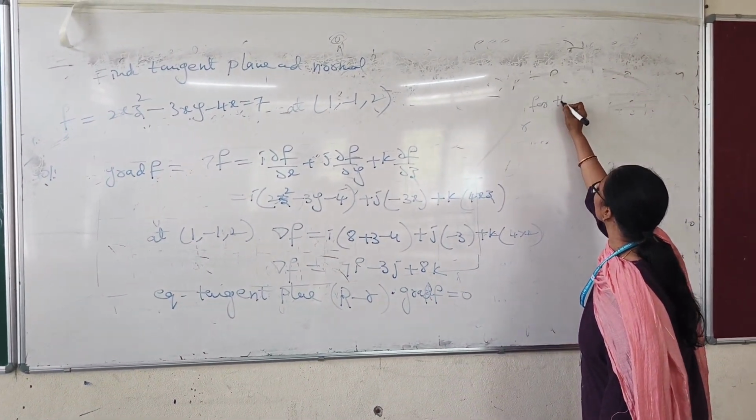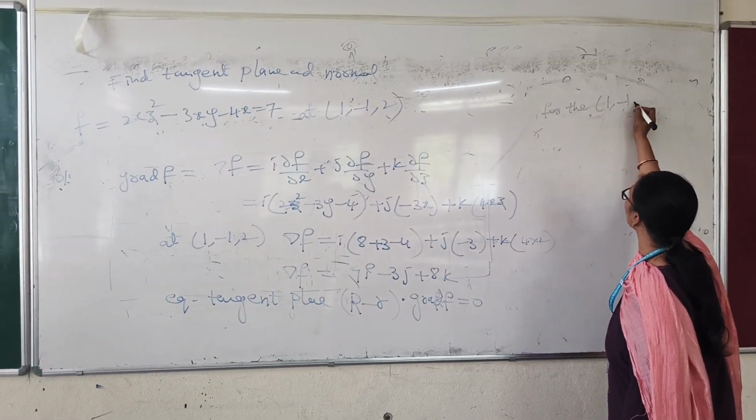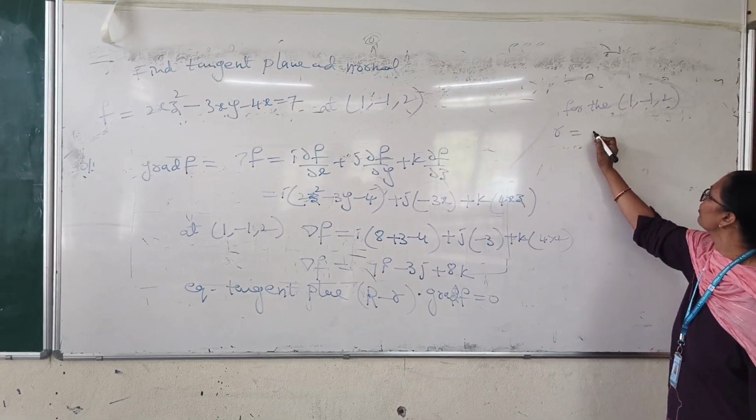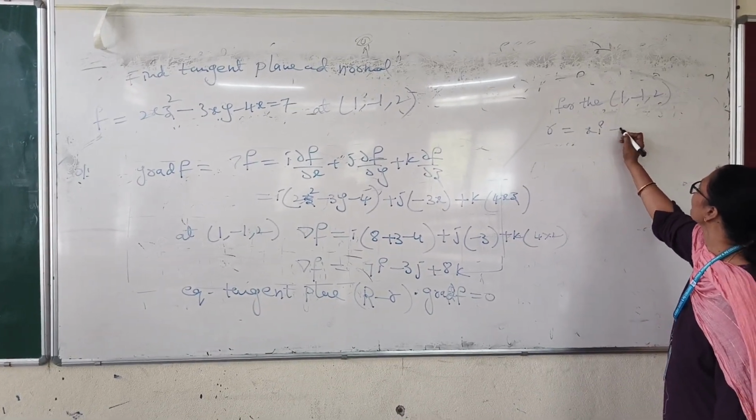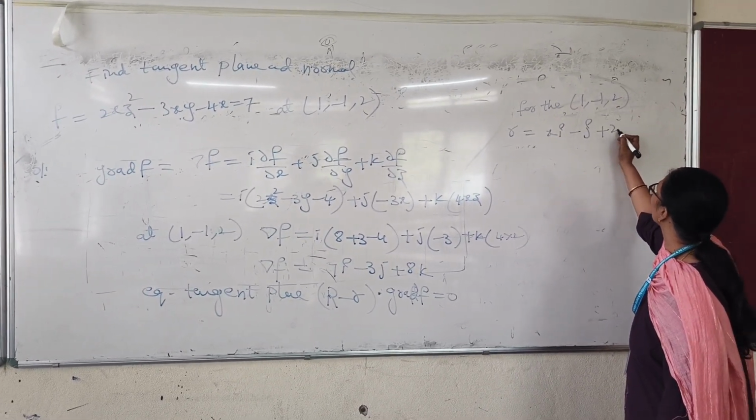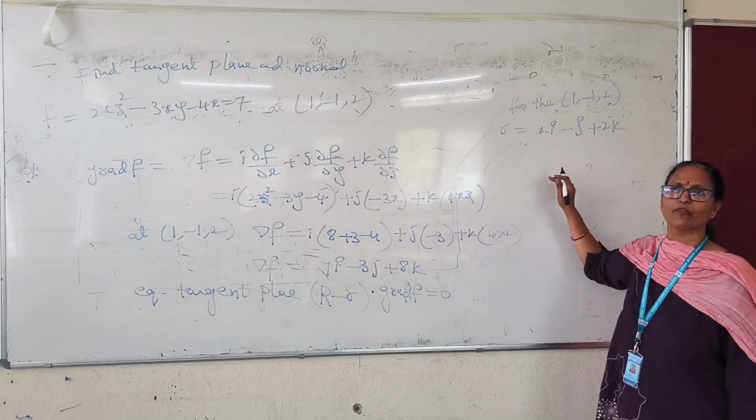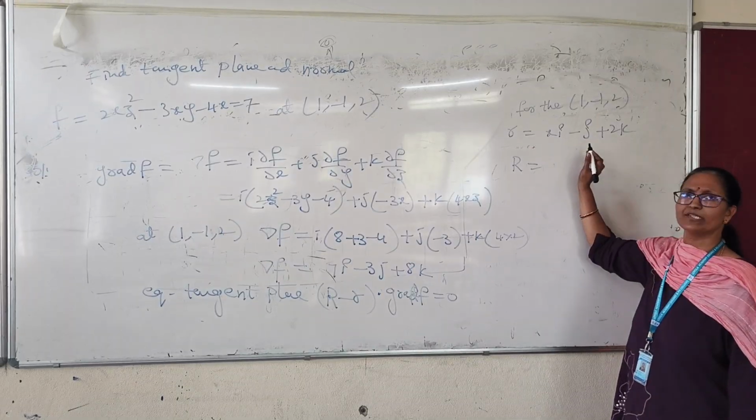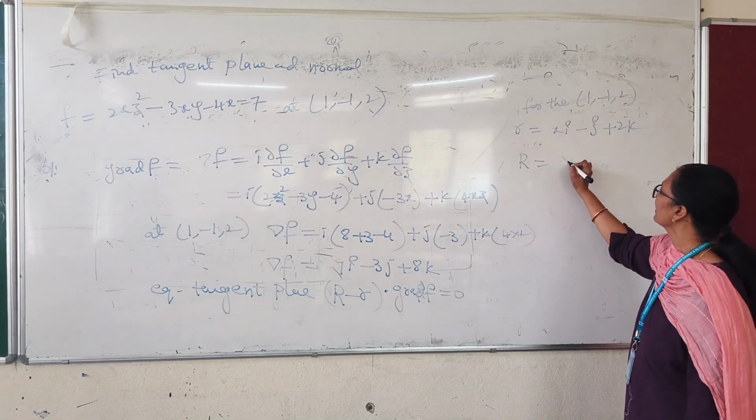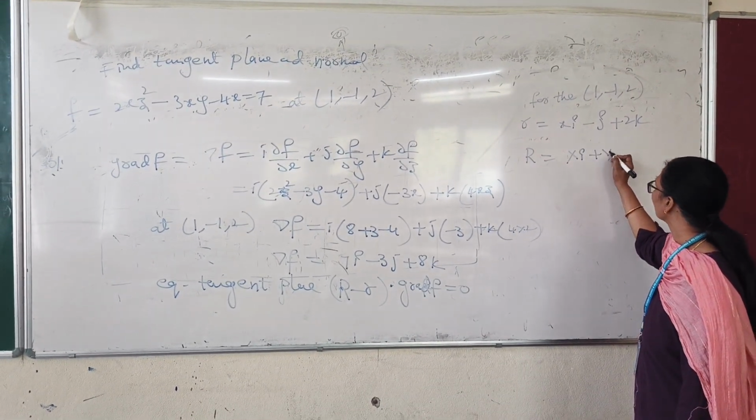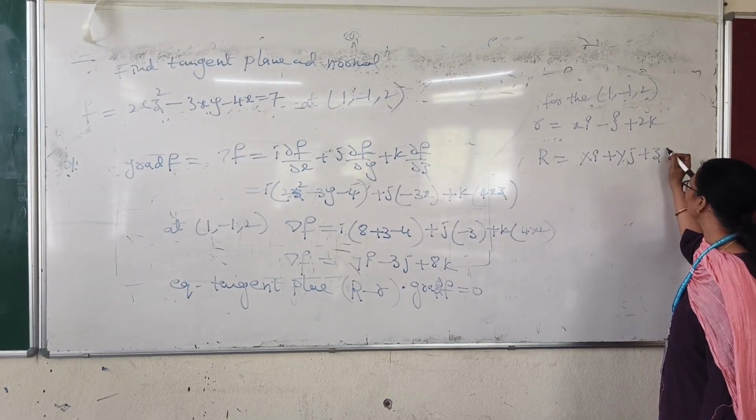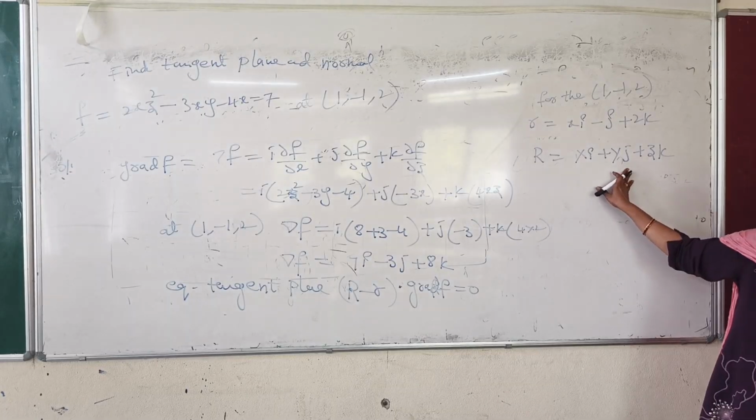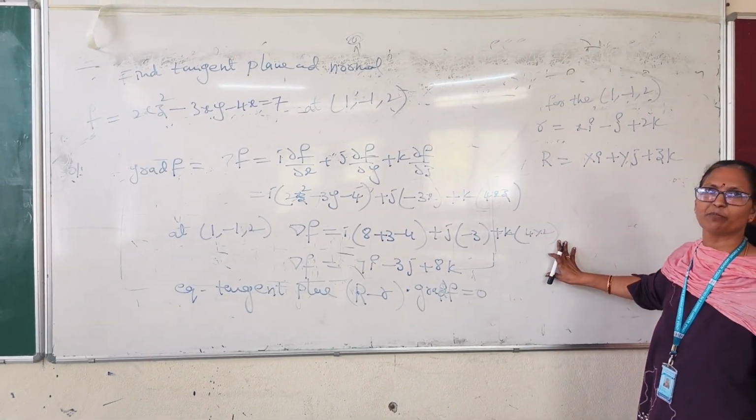In a similar way, we can write capital R instead of the small letters x, y, z. Let us choose capital X i plus Y into j plus Z into k. This is the capital R. Always we have to take a position vector for this equation of tangent plane. So these are the two values we have to substitute. Already we calculated the gradient. Capital R minus small r, take the dot product equals zero, because it is an equation we are finding. Let us substitute in the equation of tangent plane.